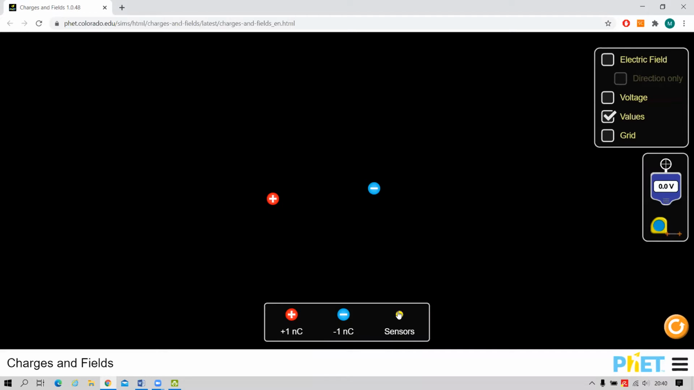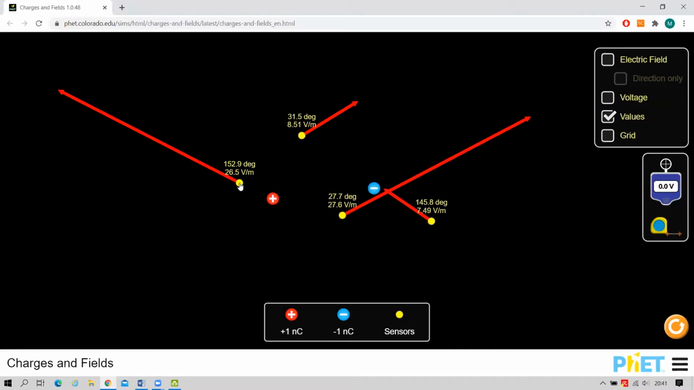There are sensors, and you can put as many sensors as you want. Wherever you put the sensor, it will show the electric field vector at that point and also the angle of the vector, the angle between the x-axis and the vector. This button over here will clear everything up.